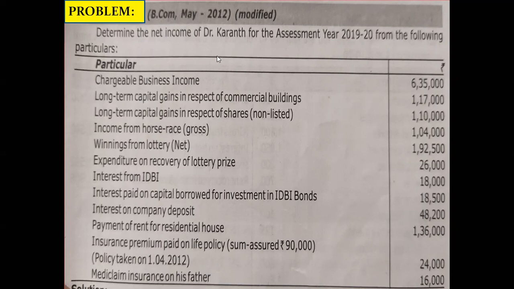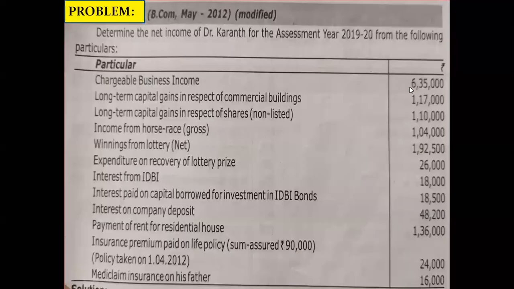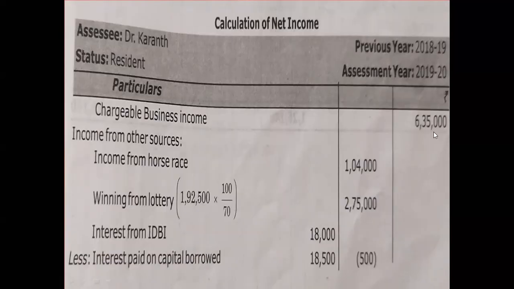Assessee Dr. Karanth, status assumed to be resident, previous year 2018-19, assessment year 2019-20. They have asked to calculate the net income. So, calculation of net income, assessee Karanth, previous year 2018-19, assessment year 2019-20. First, chargeable business income is 6,35,000, which we have taken directly.